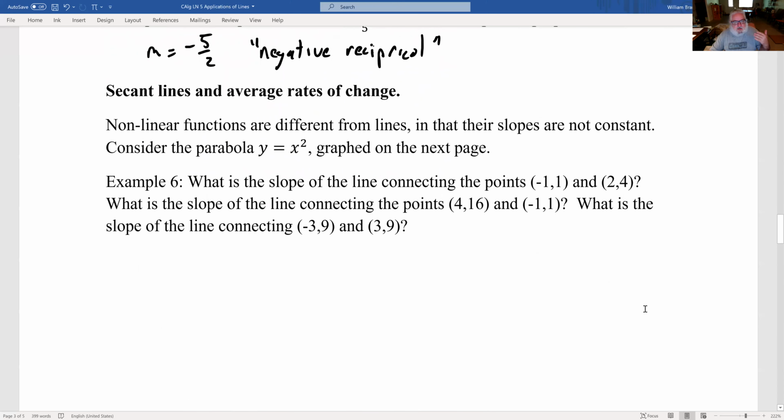So a line always has the same slope. You can always find that triangle to measure the slope. Functions that are not lines have different slopes depending on which points you pick on the line. So y equals x squared is graphed on the next page. So we'll go and look at that and we'll find the slopes connecting all these points.